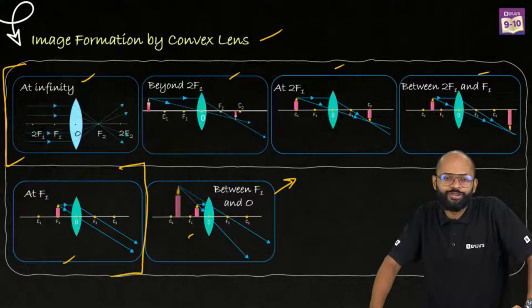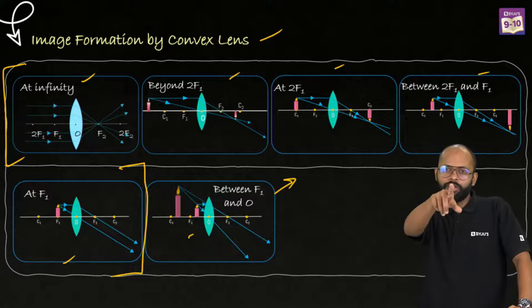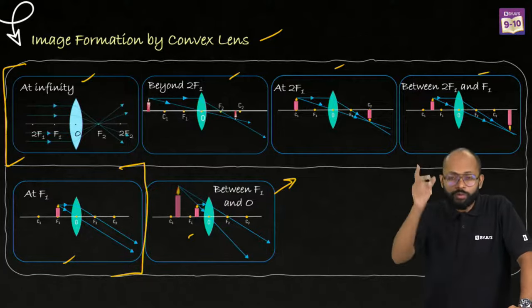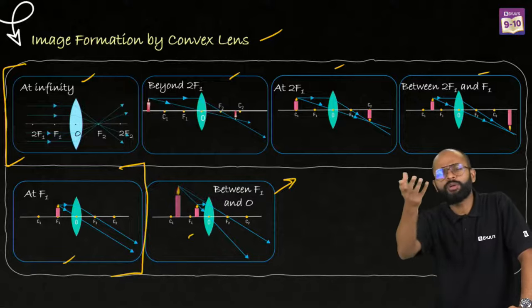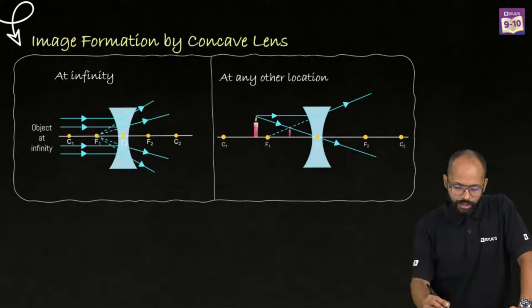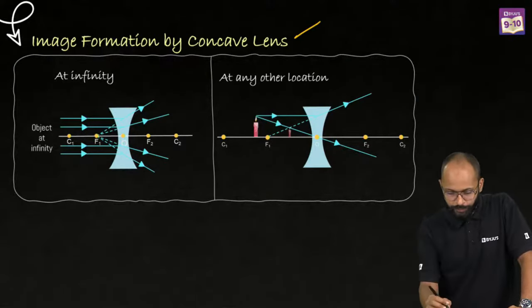Oh, Afridi, it'll be a hyperbolic graph. It's 1 upon V plus 1 upon U equals 1 upon F. So 1 upon F is a constant, let's say. So 1 upon V equals minus 1 upon U. Hyperbolic graph aega. Aja bacho. Vaise, this is not in syllabus for you.